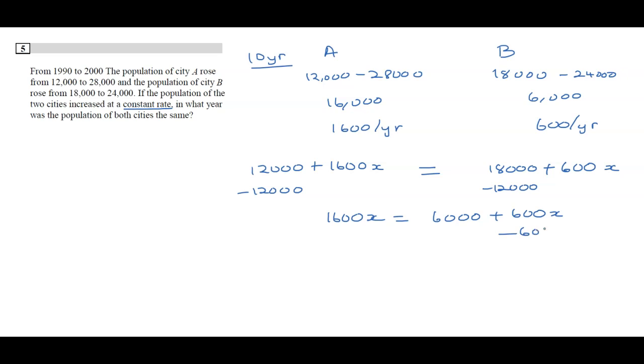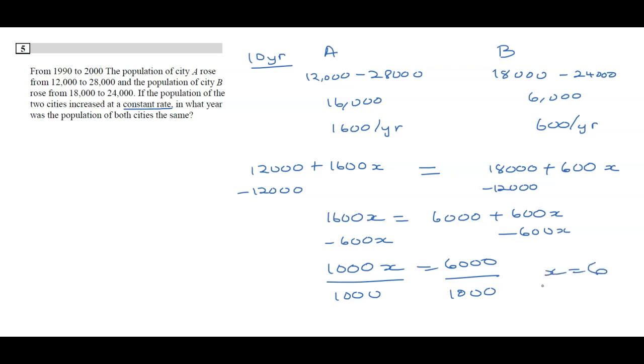Now we can subtract 600x here, subtract 600x. So we have 1000x equal to 6,000. Now we divide by 1000 to get the number of years. So x equal to 6. What this x value represents is the number of years after 1990 that both cities had the same population. So you add 1990 and 6, and you have 1996. So in the year 1996, both had the same population. You can go ahead and test it out if you want, but this is how you go about this type of problem.